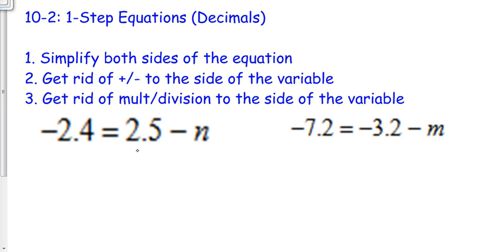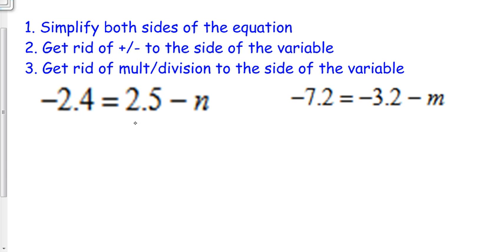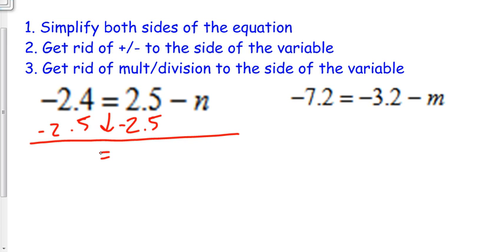So this first example here, what we need to do is look at the side of the variable. Again, focus in on that side, have your blinders on. We got to get rid of this 2.5. So it is a positive 2.5, so we need to subtract 2.5 on both sides. Let's draw our line across. We need to bring our equal sign down. We need to bring this negative down because it's in front of the n. We need to bring the n down.